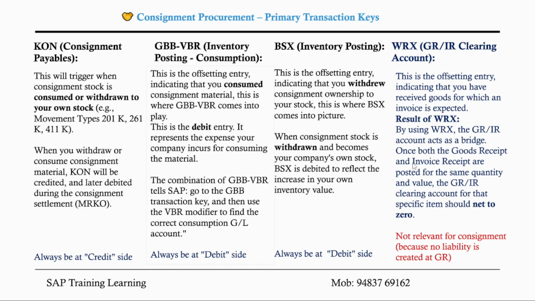Once both goods received and invoice received are posted for the same quantity and value, the GRIR clearing account for that specific item should net to 0. This is what happens with the WRX account. This will come into the picture when you do the goods receipt for standard purchase orders, right? At that time the GRIR clearing account will be triggered.